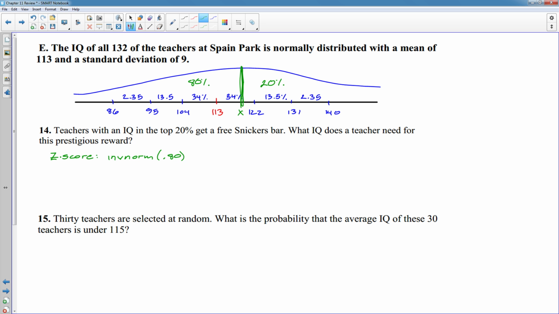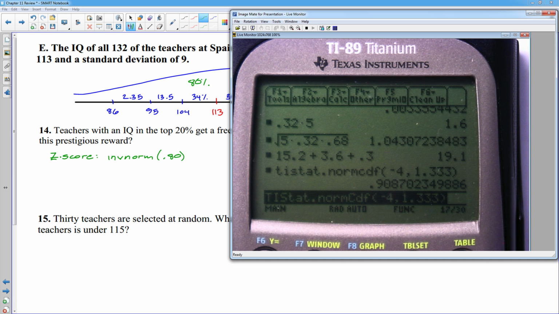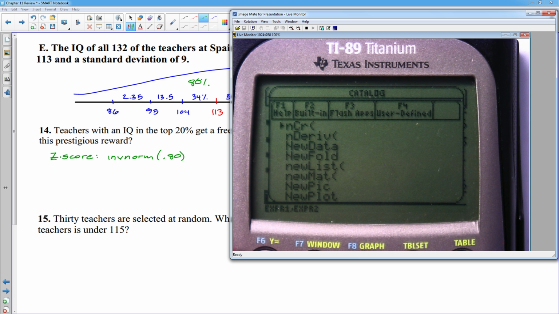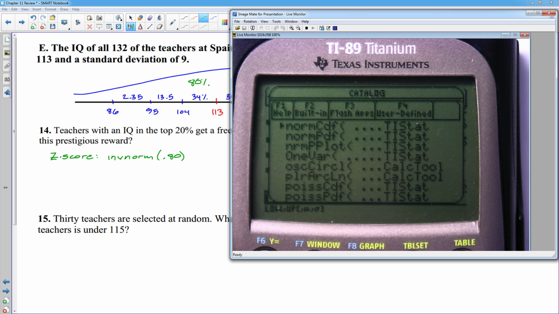So we'll do inv-norm 80%. Show you how to pull that up. I'll go ahead and do the TI-89. I hit catalog, and I want inv-norm. Again, this is going to be under F3, so I hit F3 to open up that catalog, and I will hit the I button, H-I, and I will find inv-norm. There it is.